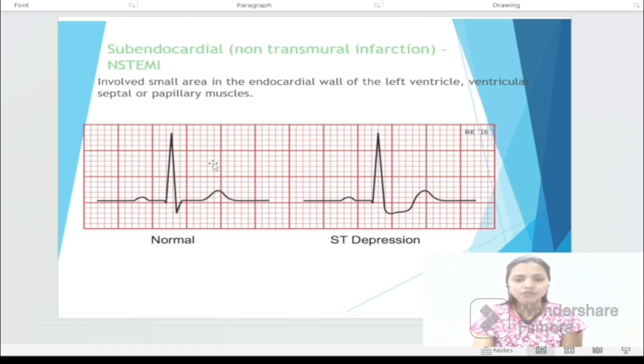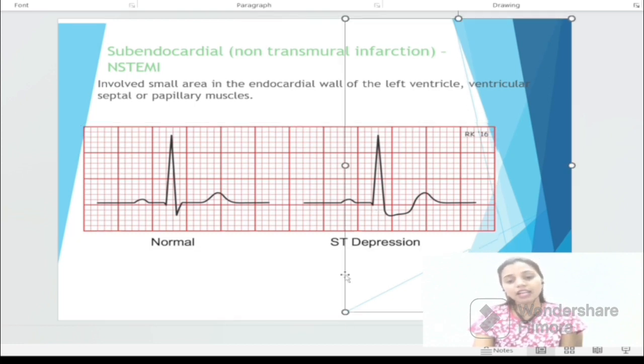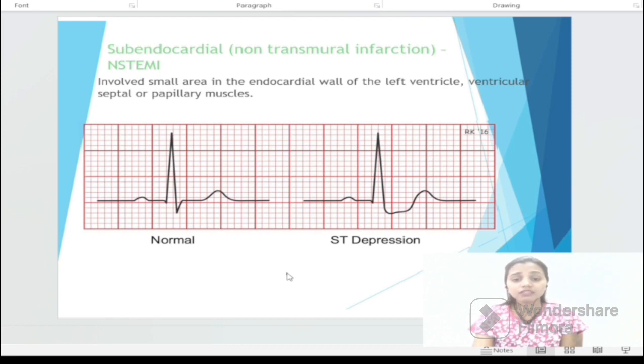Look, this is a normal ECG, and this is an ST depressed ECG. In the ST depression ECG, P Q R S T, this is the ST depressed area. So look at this picture, and in these conditions ST depression shows in the ECG. Okay. So this condition is caused in subendocardial non-transmural infarctions. Okay. So these are the total classifications of myocardial infarction.